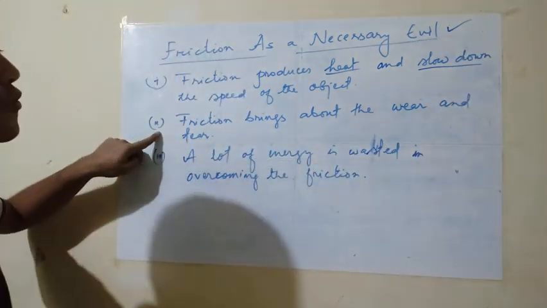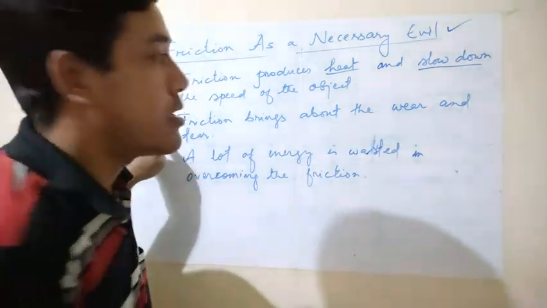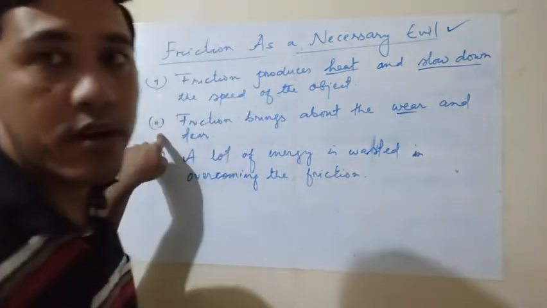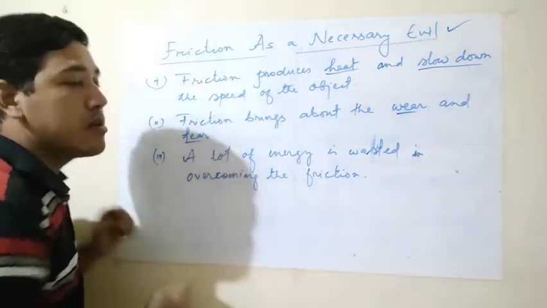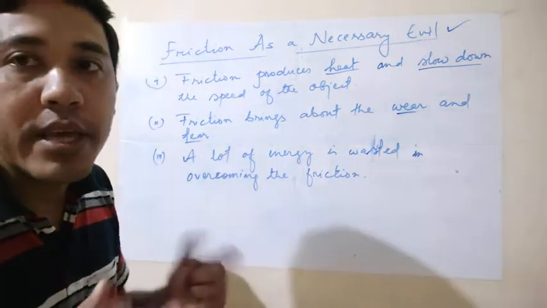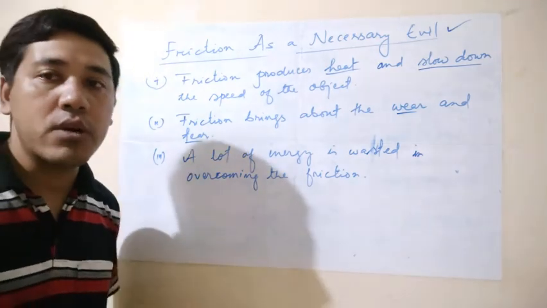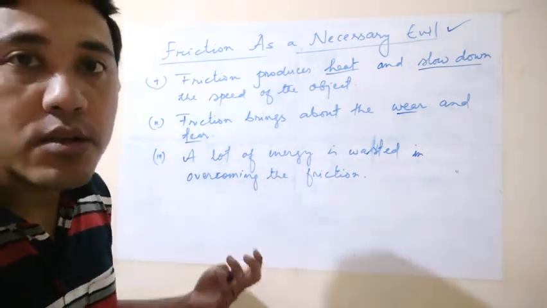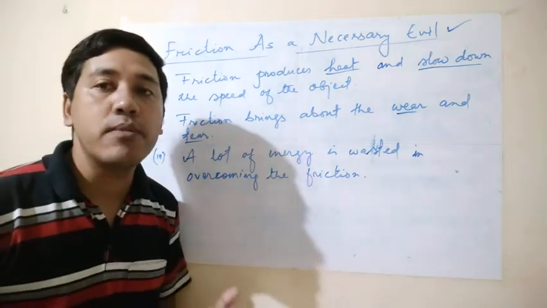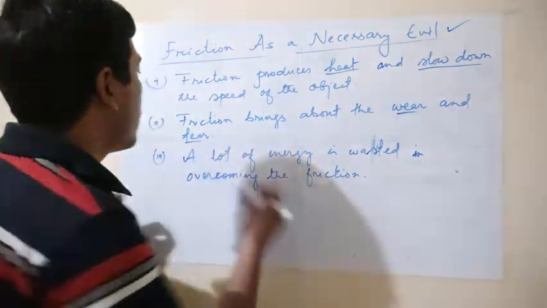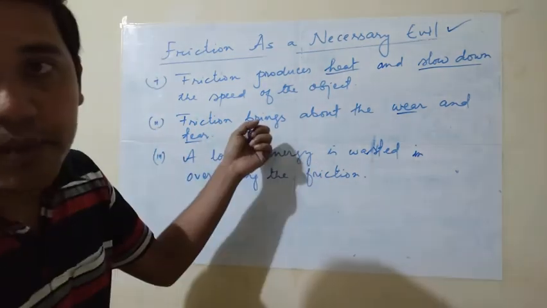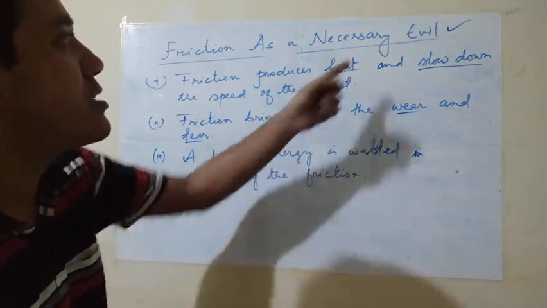Number two, friction brings about wear and tear. Because of the friction, the parts of our vehicles or any object will be broken, or the tire will come out. Because of the friction, this is also known as a necessary evil.